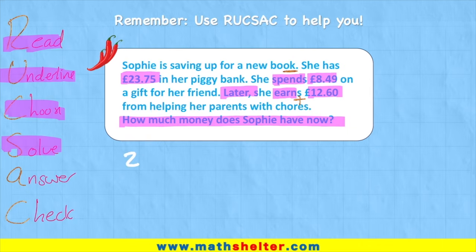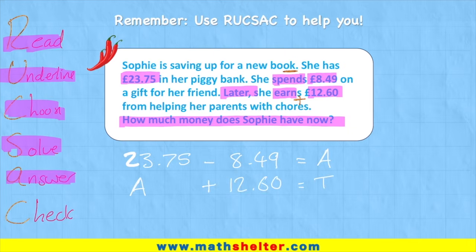So I had £23.75, subtract £8.49. That's going to leave me with an answer, and then that answer is going to be added to £12.60 to give my total. There we go, I've solved.